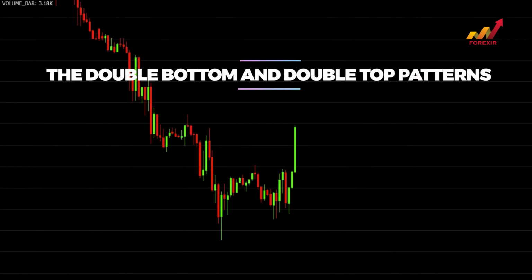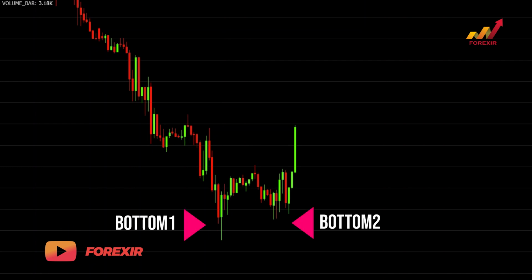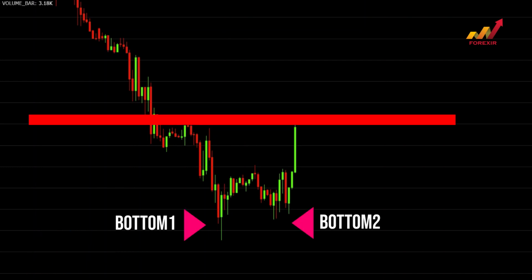The double bottom and double top patterns. The double bottom and double top formations are another couple of really important reversal patterns you need to be aware of forming in the market. They're two patterns which get their name from the way the market will make two downswings with swing lows at similar prices to one another before reversing, in the case of the double bottom pattern.